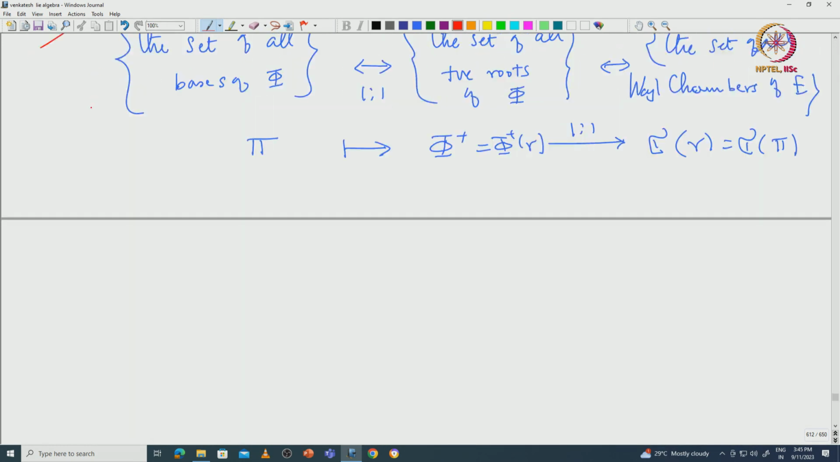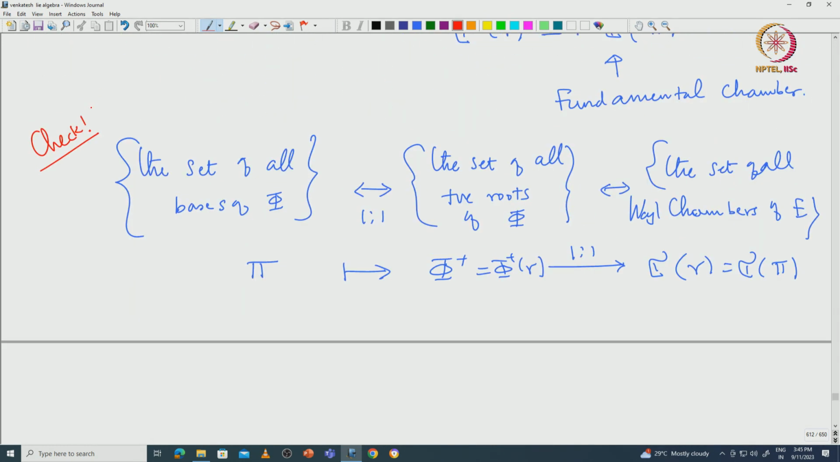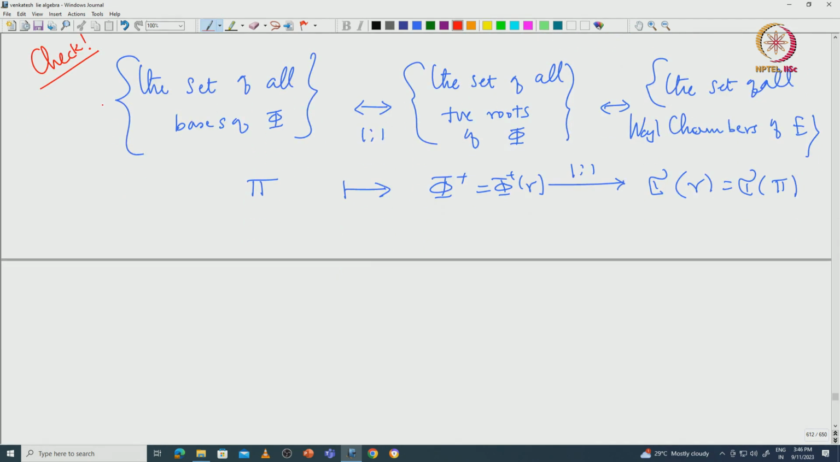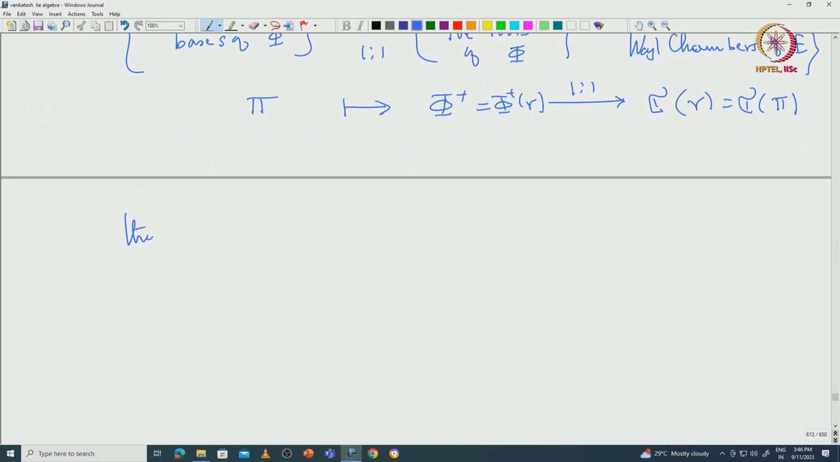Now you can see that there is a Weyl group acting on capital E, and this Weyl group will naturally act on the set of all Weyl chambers, because the Weyl group is naturally acting on these P alphas. So, the Weyl group W acts on this union of P alpha, alpha in phi, because the Weyl group acts on this capital phi, and in particular it acts on all the hyperplanes perpendicular to roots of phi.